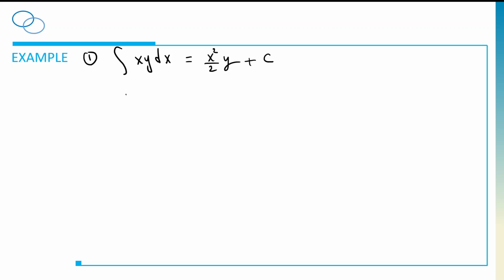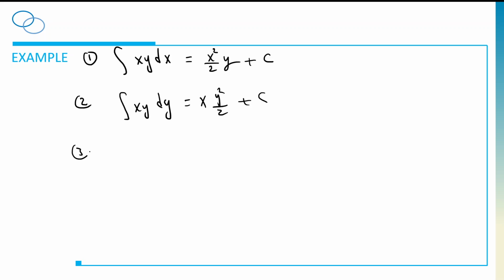Let's say the same question. I have the integration of xy, but this time dy. So this time you leave x as it is and you integrate y as y squared over 2 plus c. So as you see, if you have two variables and you need to find the integration with respect to one of them, the other one will act as a constant term.